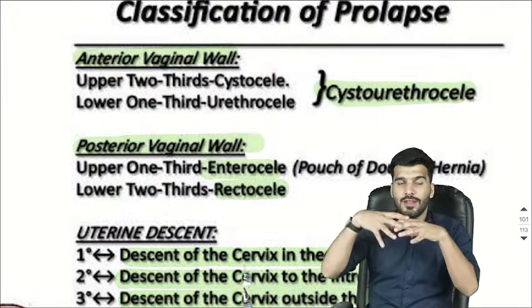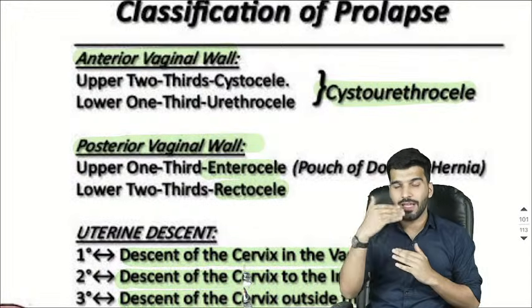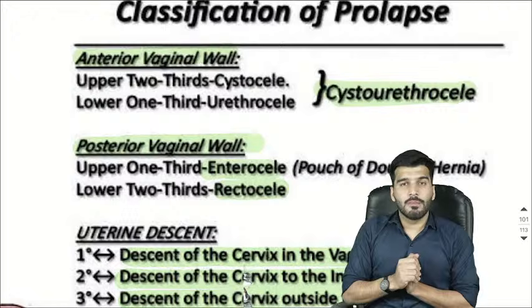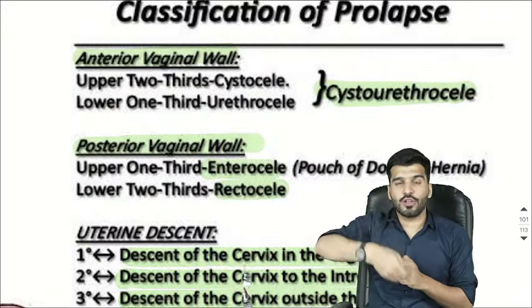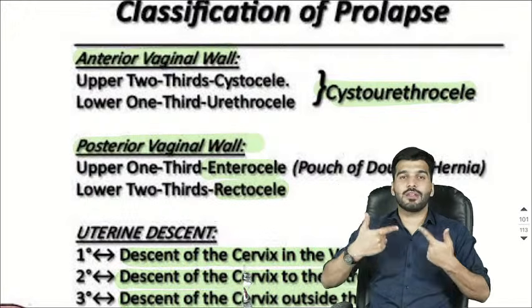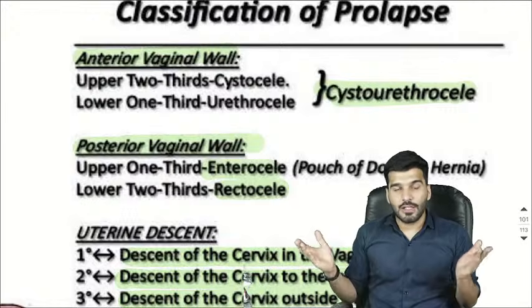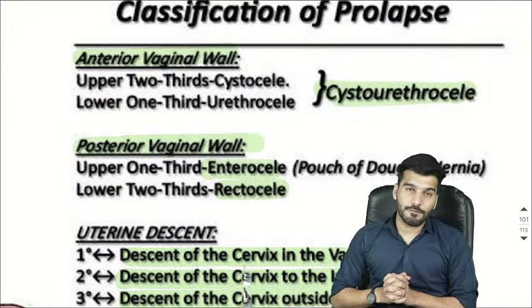Sir, when the descent of this uterus is down on the anterior side, if it is involving the bladder, there is cystocoele. So for the cystocoele, we go for the anterior colporrhaphy, and for the rectocoele from posteriorly, we go for posterior colpoperineorrhaphy, and together we call it a pelvic floor repair.